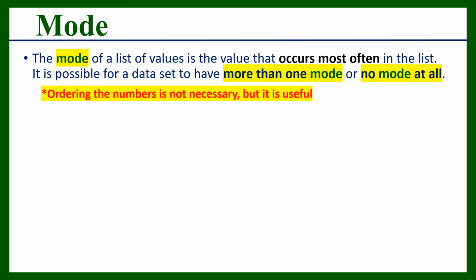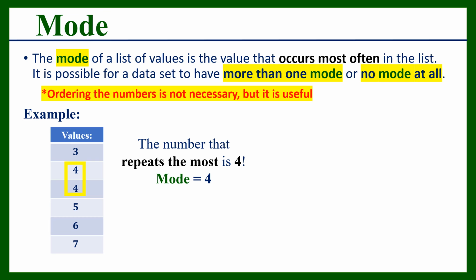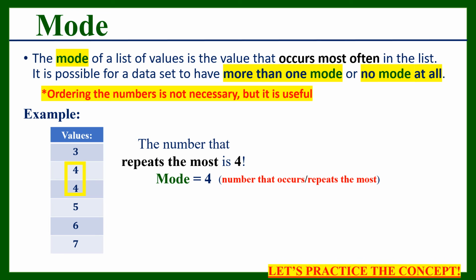Ordering the numbers is not necessary, but it is useful. For example, you are given a set of values which are already placed for you from least to greatest. Next, you need to identify the number that repeats the most. For this example, the number that repeats the most is 4. The mode is equal to 4. Again, the mode is the number that occurs or repeats the most.